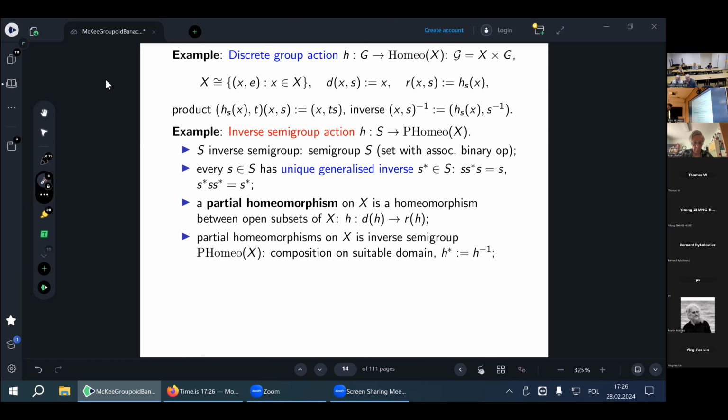Sorry, in this inverse semigroup action definition, do you assume that it is a semigroup homomorphism or an inverse semigroup homomorphism? I guess if it's a semigroup homomorphism, it automatically preserves the inverse, even if you don't have cancellation or something like that?